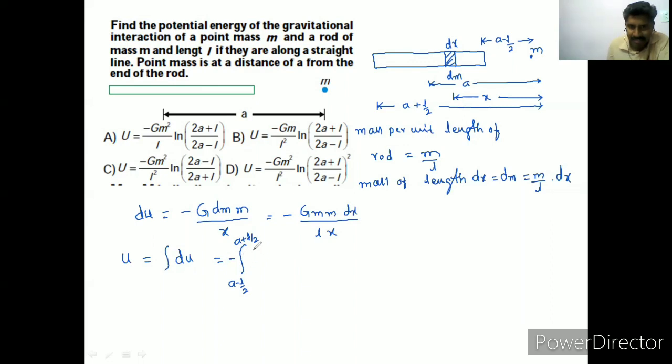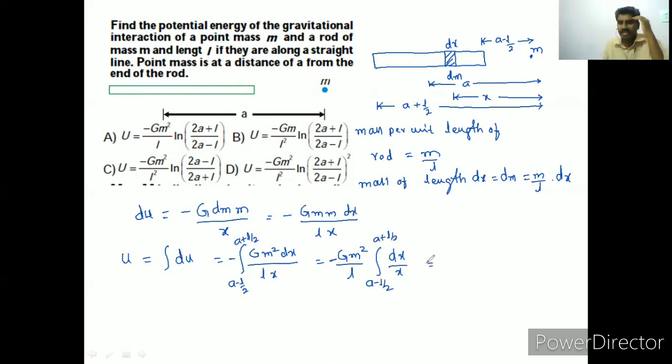So minus G m square dx by Lx. We can write G m square by L outside, the integration of dx by x with limits of a minus L by 2 to a plus L by 2. So it is in the form of integration of 1 by x dx, so ln x. So minus G m square by L times ln x with limits of a minus L by 2 to a plus L by 2.